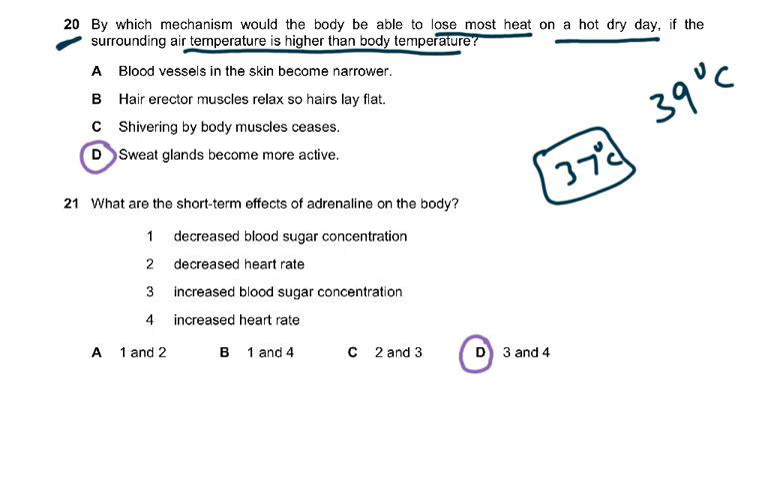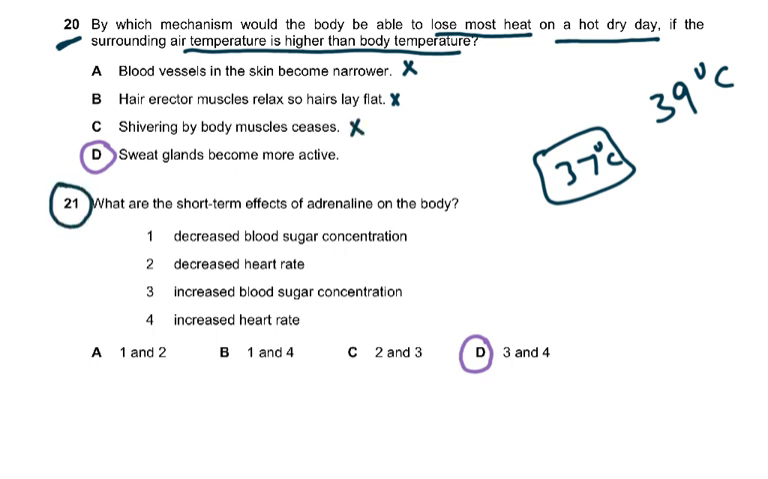So by which mechanism is the body able to lose most heat on a hot, dry day if the surrounding air temperature is higher than the body temperature? So the other three are not going to work. This was, of course, blood vessels in the skin become narrow, no. Hair erector muscle relax, so hair lays flat, and shivering in the body muscle ceases.